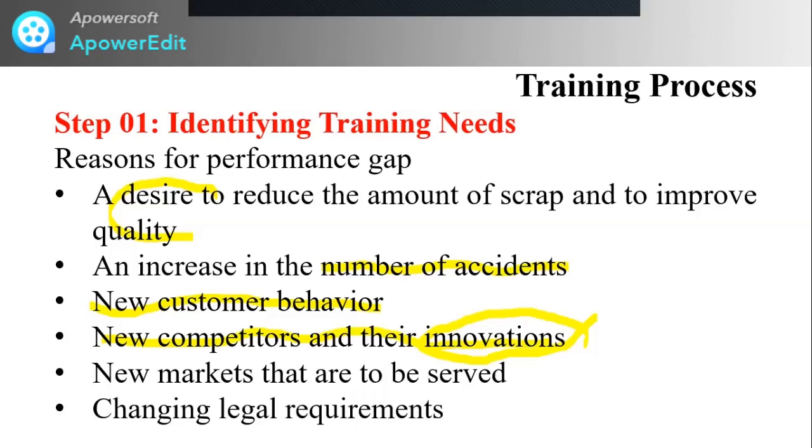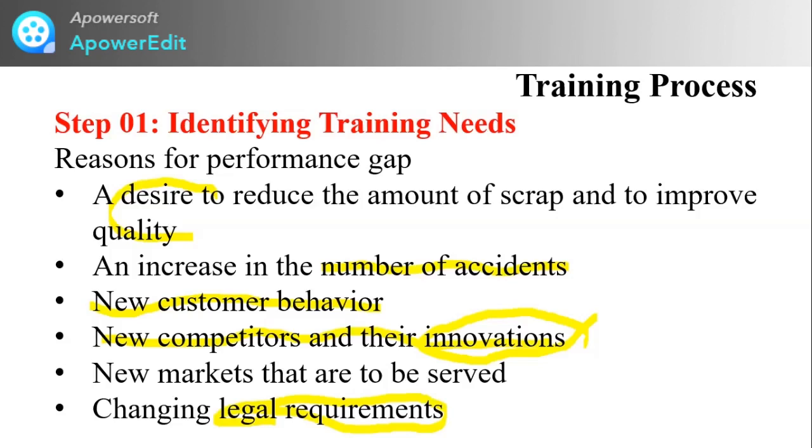The last one is legal requirements. When the legal requirements change, employees need to know what the changes are. According to the legal changes, we have to adapt. We have to update the employees' knowledge, skills and attitudes regarding the legal changes.